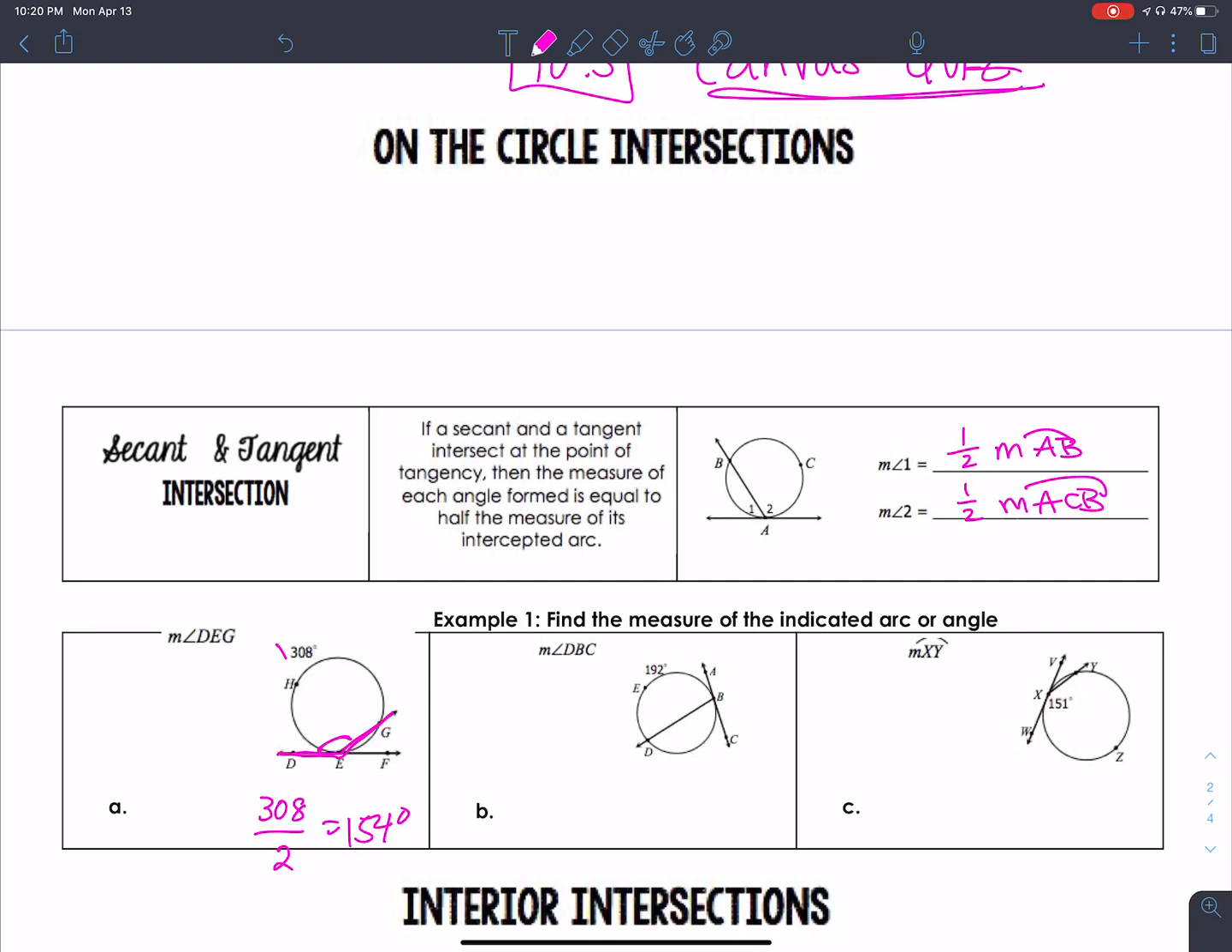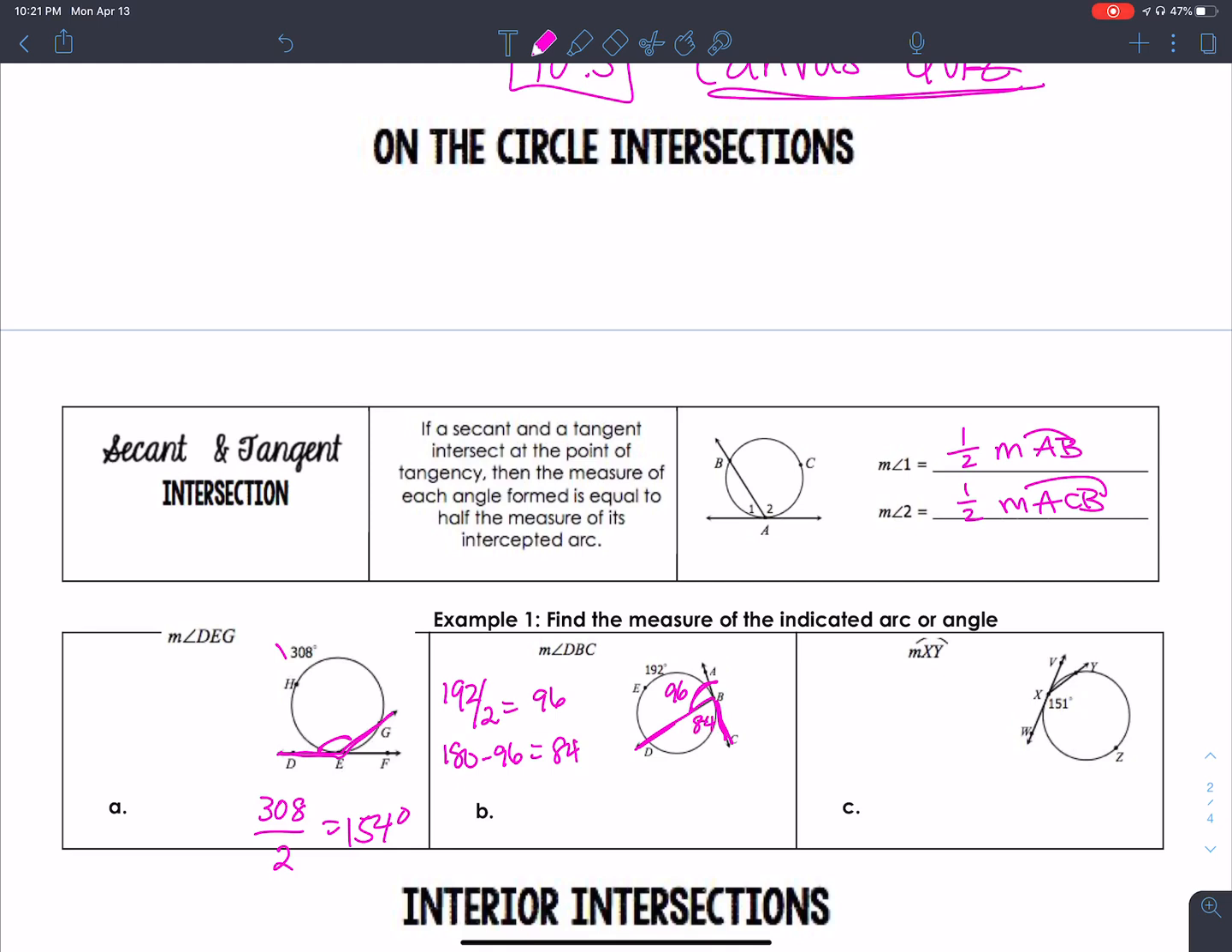All right. That's another one. We want DBC. Well, we want the opposite one. So first we have to divide by 2. So 192 divided by 2 gives me 96. So that's that arc. Now, to switch over arcs, okay, we have to do minus 180. So first I did 192 divided by 2 gives me 96. Now I have to do 180 minus 96. And that gives me 84.